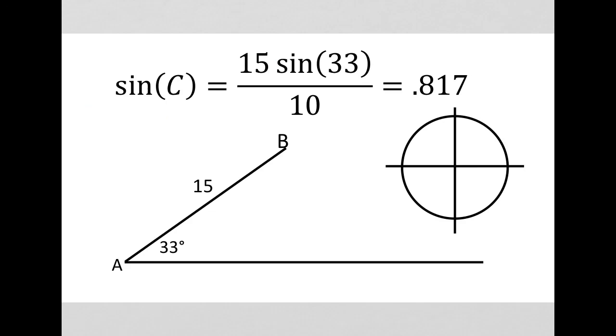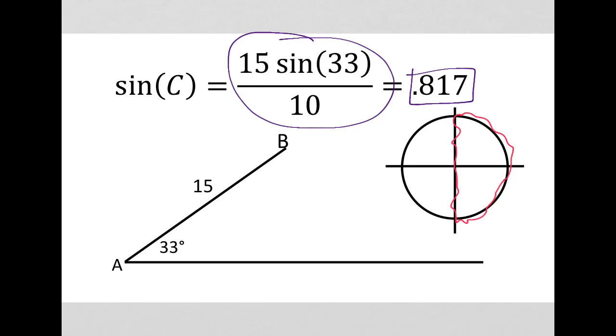Well, think about what we ended up with. We ended up with an expression, sine of c equals 15 times the sine of 33 divided by 10, and that fraction right there, that ratio, has a value. It's that decimal, 0.817. And you need to think about the inverse sine function and how it works. The inverse sine function is defined in these two quadrants, which means the output of the inverse sine function will only give you a value between negative 90 degrees and positive 90 degrees. But for us, when we're dealing with these triangles, that means we're only ever going to get an angle between 0 and 90. We'll only ever get that acute angle.